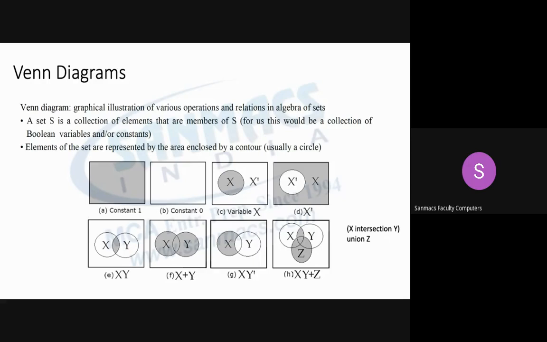And lastly, we have x y plus z. Here we say x and y, so we take the intersection of x and y. That is why we have the grayed out section between x and y. And since we're taking a union with z, that is why we have the entire circle of z grayed out. Any questions on this part?